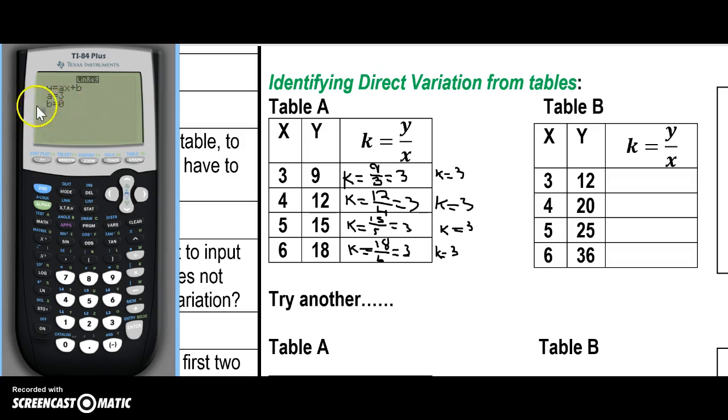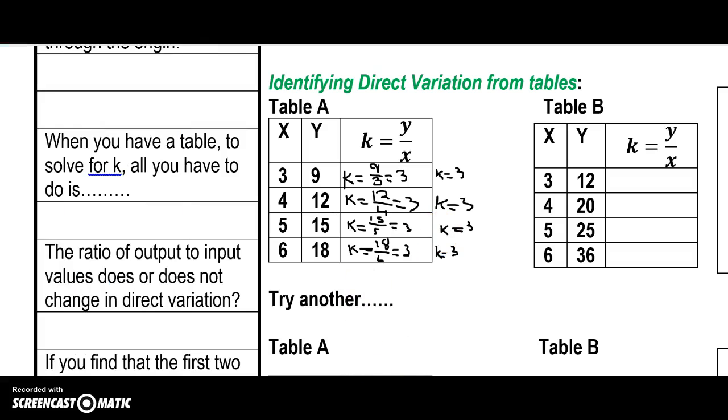And notice the B says 0. When the B is 0, it is proportional. That means it's going through the origin. That means it's going to be direct variation. All right. Not bad.